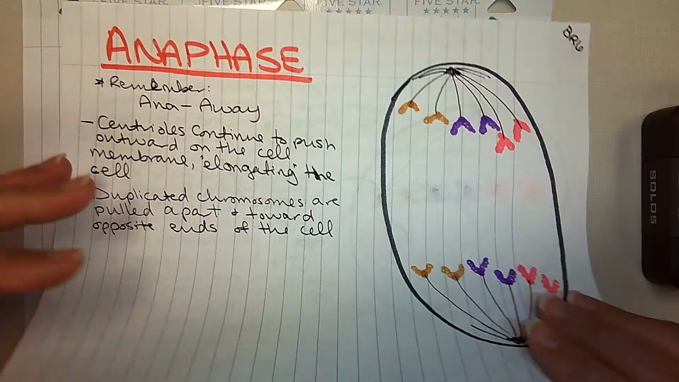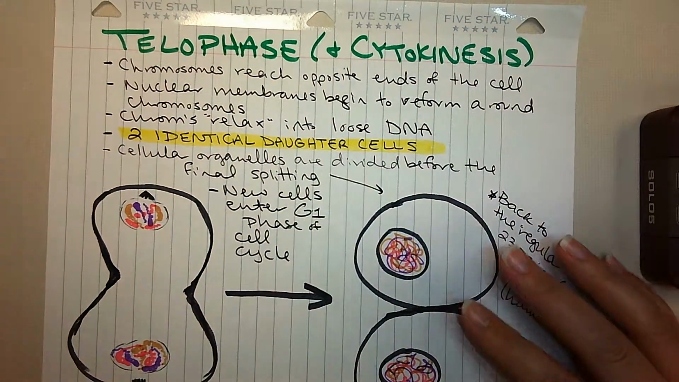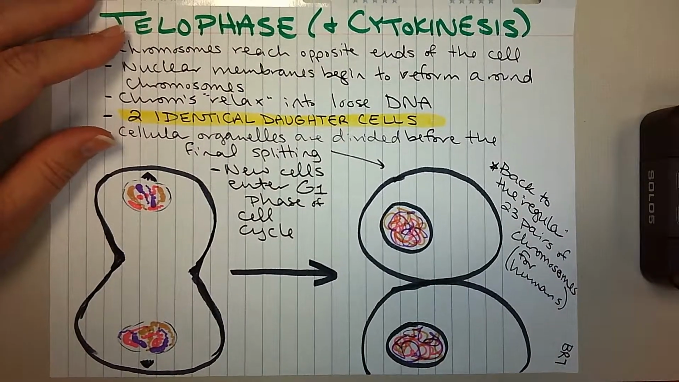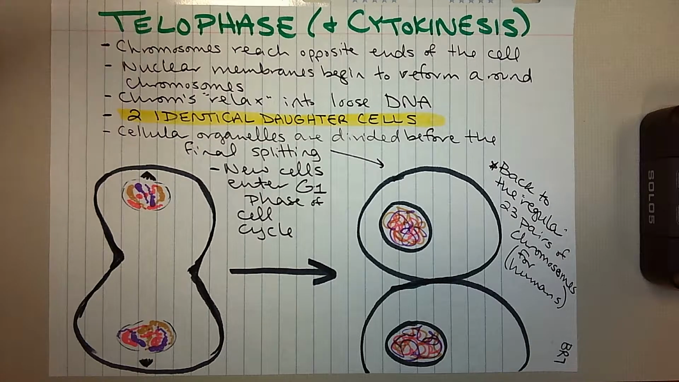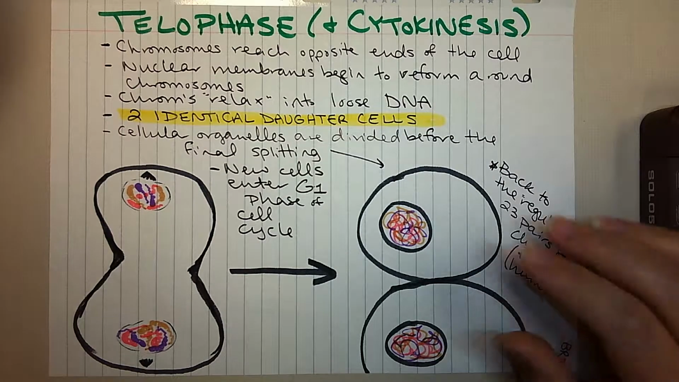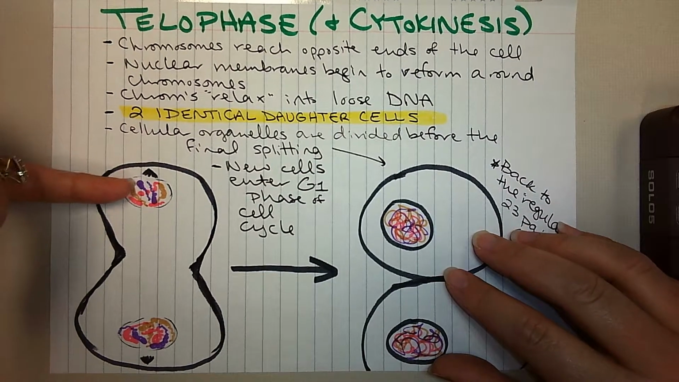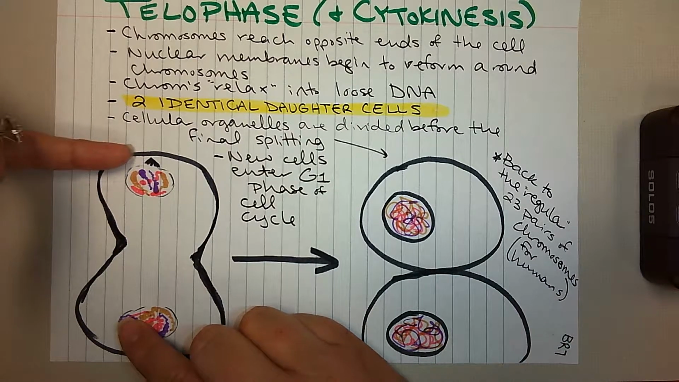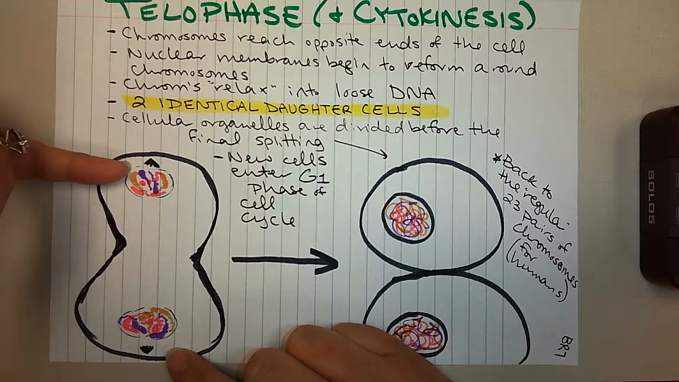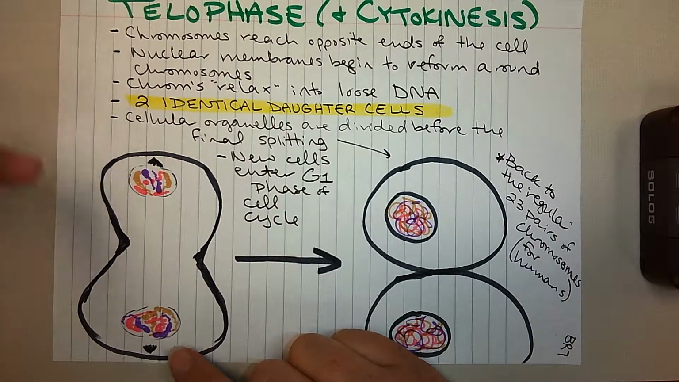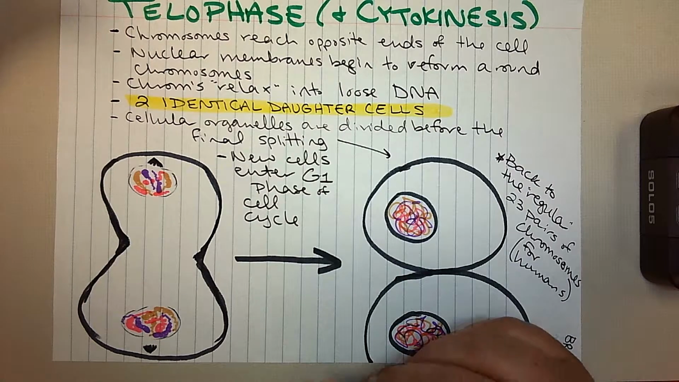And then the last phase is telophase and cytokinesis. So sometimes you'll see these separated, but cytokinesis is just the end of telophase. It's where the final two cells have been created. So the chromosomes reach their destination of opposite ends of the cell. The spindle fibers kind of go away. The nucleus begins to reform, and the DNA or the chromosomes are able to relax, kind of start to unwind down into the loose DNA.